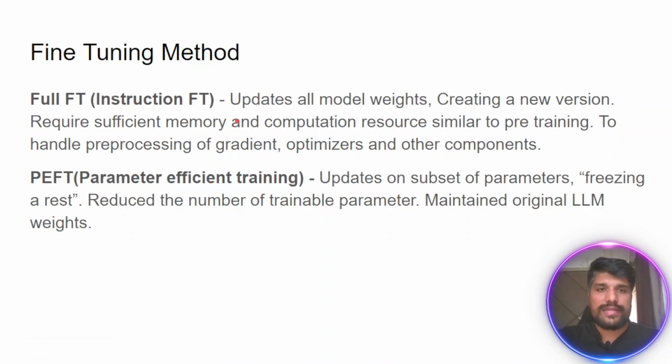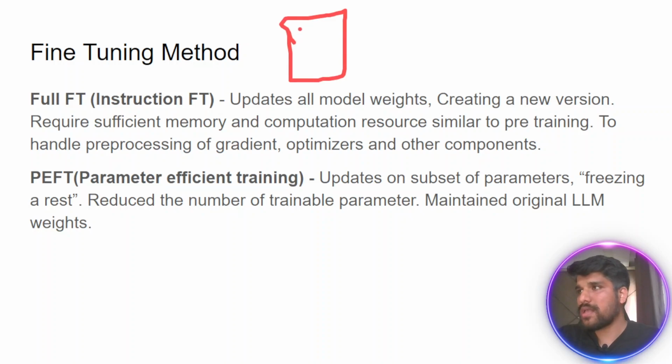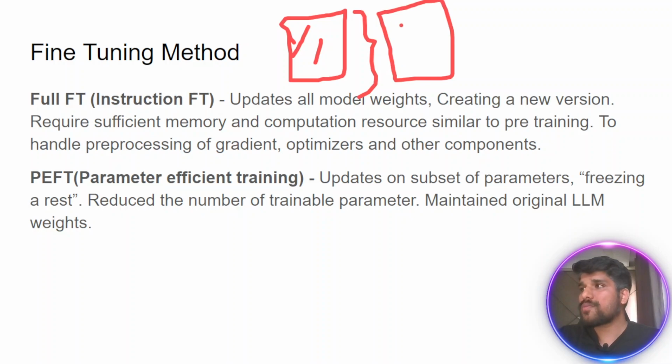In full training, that is the instruction fine tuning, what happens? Let's say this is the model. Okay, let's say this is the model for this setting. So we are updating all the weights of this model, and we will have the new LLM model. We know that there are many millions and billions of parameters in a large language model. Those parameters are nothing but the weights. So when we are doing full fine tuning, we are updating all those weights.